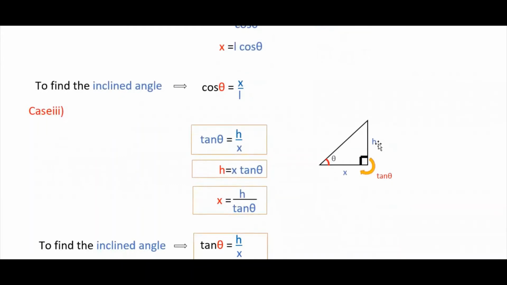In the third case, if we want to find h or x or theta values, then you have to use tan theta is equal to h by x, because it is opposite side by adjacent side. From this you can find h is equal to x tan theta, and x is equal to h by tan theta. Or if you want to find the theta value, then you have to use tan theta is equal to h by x.